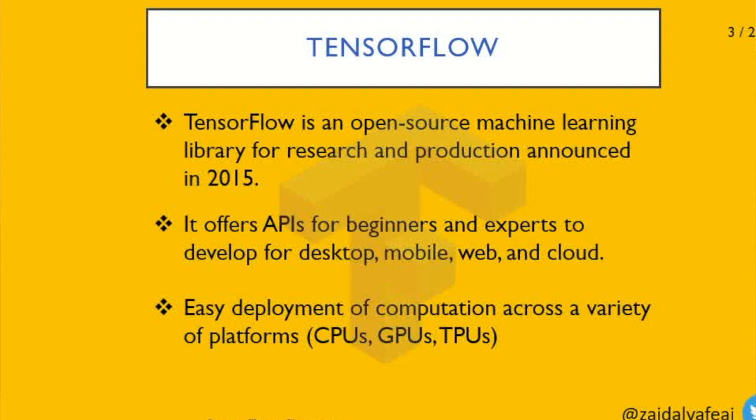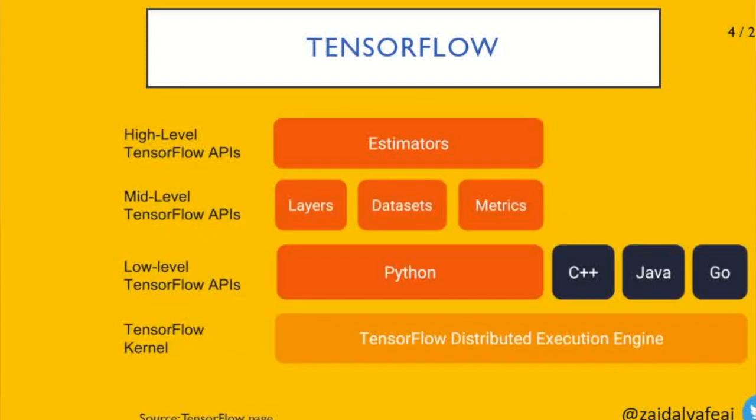TPUs are fairly new, and they were designed by Google. They're called Tensor Processing Units. They are optimized to be used only for TensorFlow. So this is the overall structure of TensorFlow. It contains high-level APIs, mid-level APIs, low-level APIs, and the kernel that it is running on.